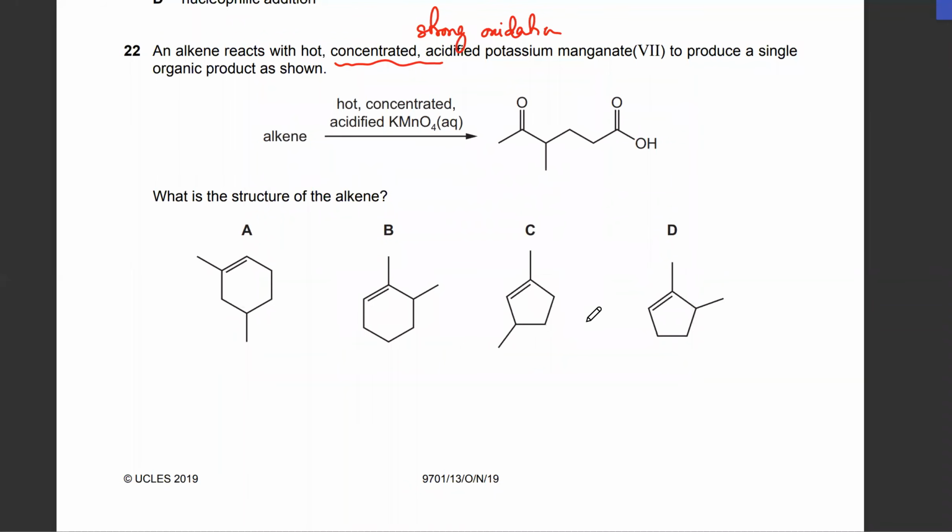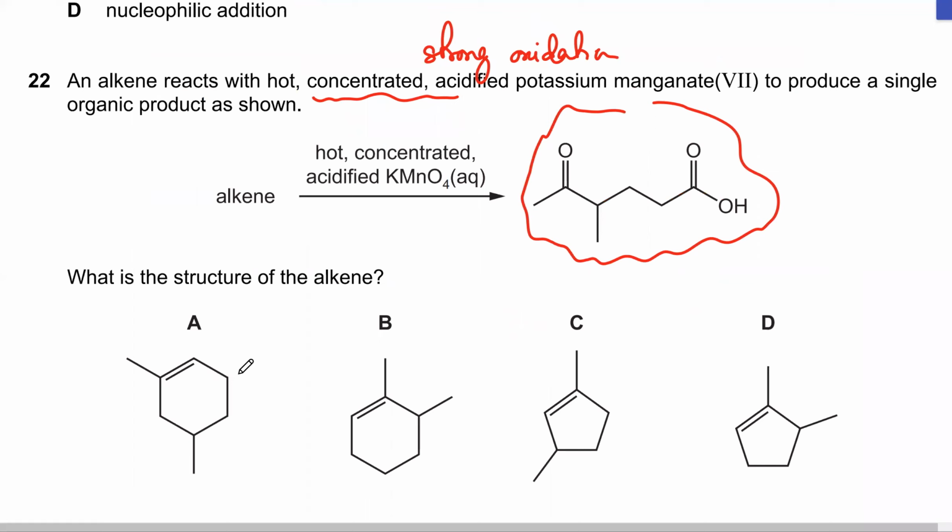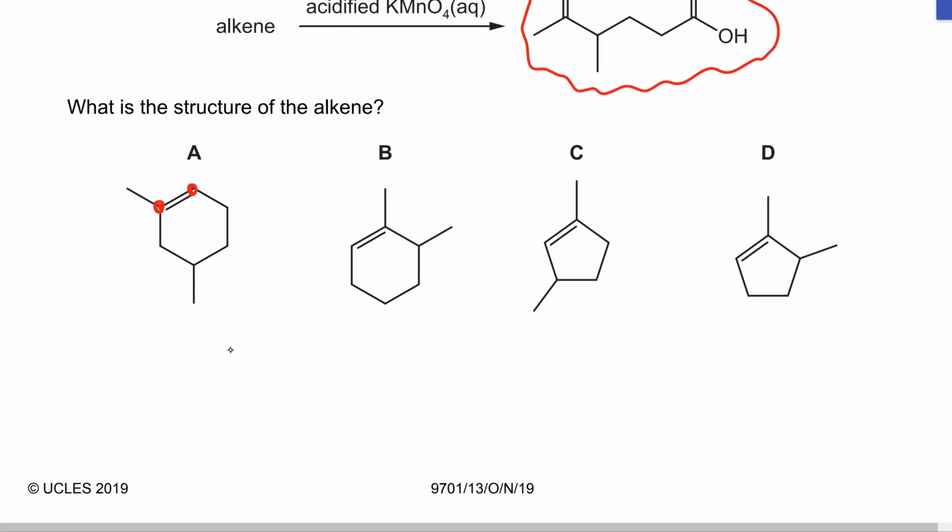He's saying that this is the product that is obtained, and you have to figure out which of the following alkenes got oxidized. If I zoom in, remember this is strong oxidation, so the double bond is going to break in the middle. Let me draw this molecule quickly. The molecule had a double bond here, and this carbon chain and this carbon chain.